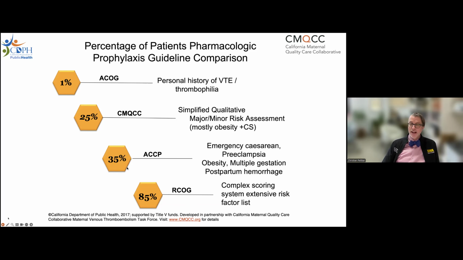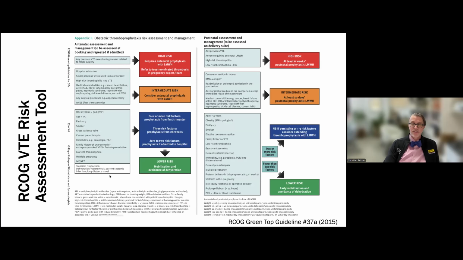So the RCOG guideline actually ends up thromboprophylaxing a large percentage of the population giving birth. And a lot of people recommend or comment on it, that's probably too many patients in the long run. It's a complex scoring system and an extensive risk factor list. This is actually the RCOG recommendation around prophylaxis.